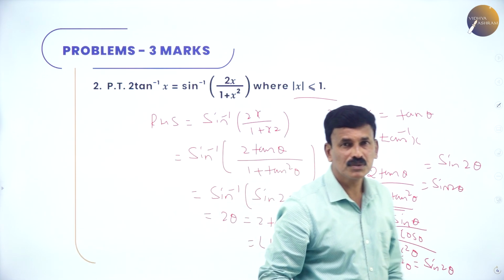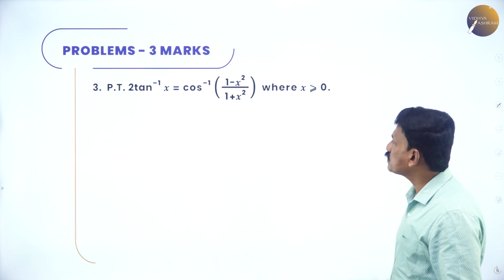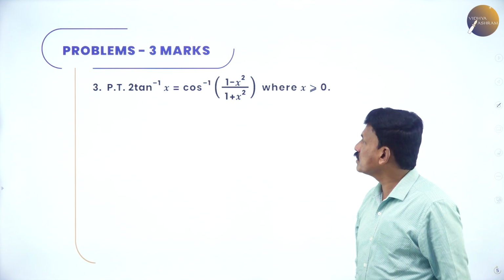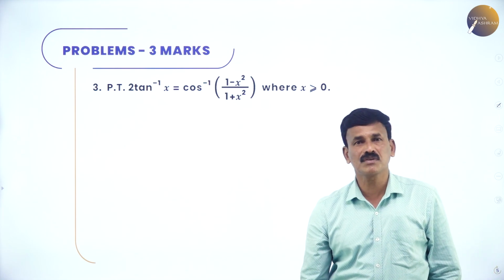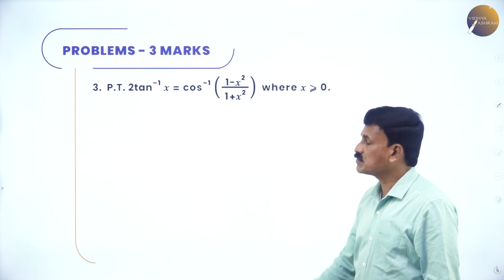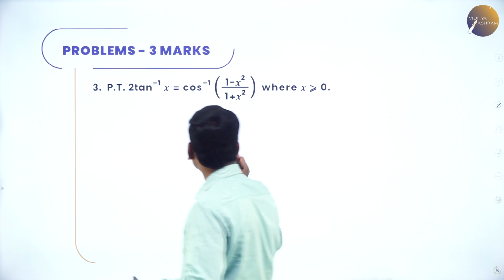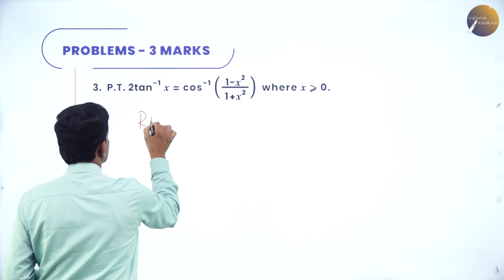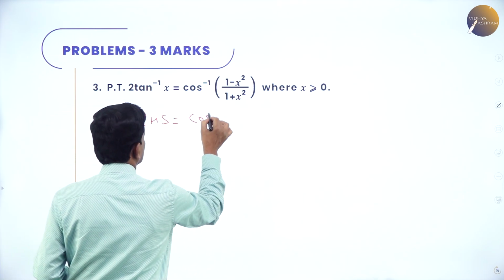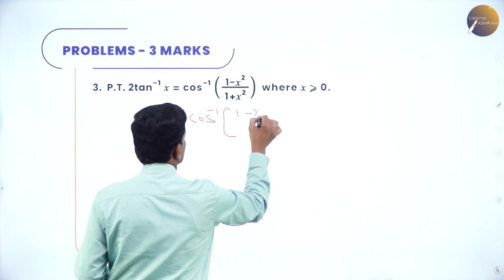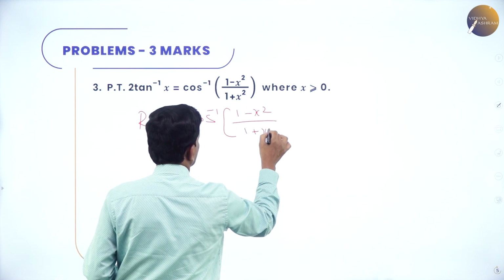Very important problem. Now move on to the next problem. Same type. 2 tan inverse of x is equal to cos inverse of 1 minus x square divided by 1 plus x square, where x is greater than or equal to 0. This is also same as that of the previous problem. Let us take RHS. What is RHS? Cos inverse of 1 minus x square divided by 1 plus x square.